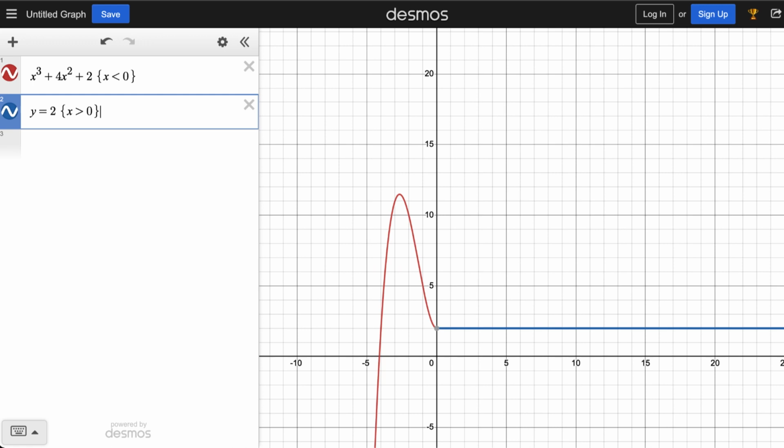Today, I'll be talking about my function. My function is a piecewise function. A piecewise function is a function defined by two or more equations over a specified domain. My piecewise function has two equations, a cubic and a constant function.